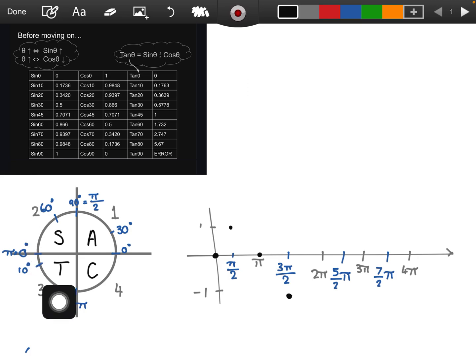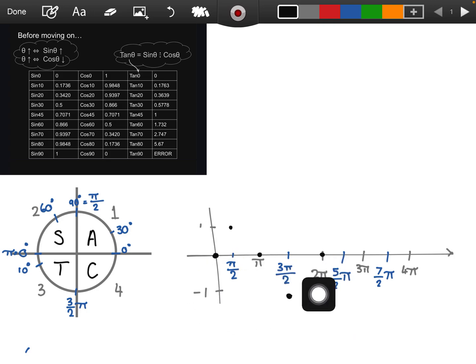Okay, and then the angle starts getting smaller again, so we're still looking at the sine of the angles, and I'm moving back towards sine of 0, but in a quadrant where it's all going to be negative, because only cosine is positive in this quadrant. So it's all going to be negative, but it's moving back towards 0.